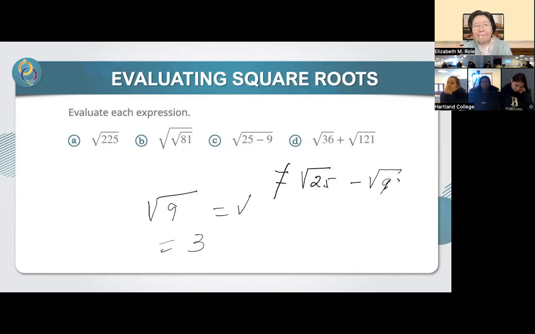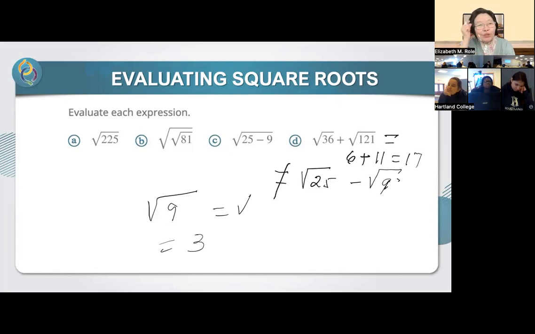So, the square root of 36 is 6, and the square root of 121 is 11. So 6 plus 11 is equal to 17. So this one is 6 plus 11, which is 17.